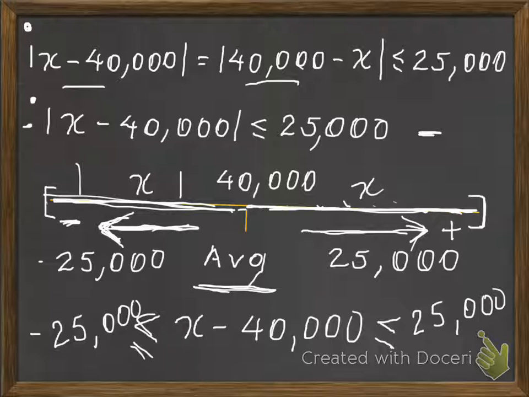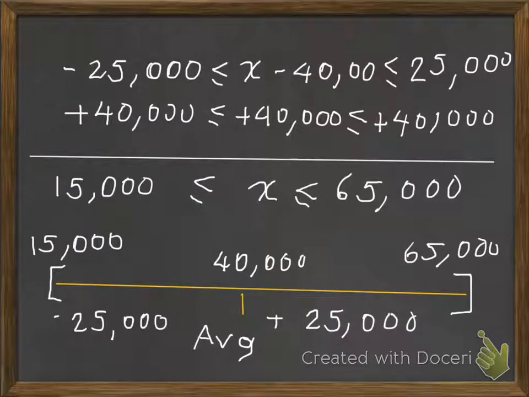So now when you solve this, by adding, we want to get X by itself, so we need to add 40,000 here, add 40,000 to the left side, add 40,000 to the right side. We actually have 3 sides in this compound inequality. We get here on the left side 15,000, on the right side 65,000.